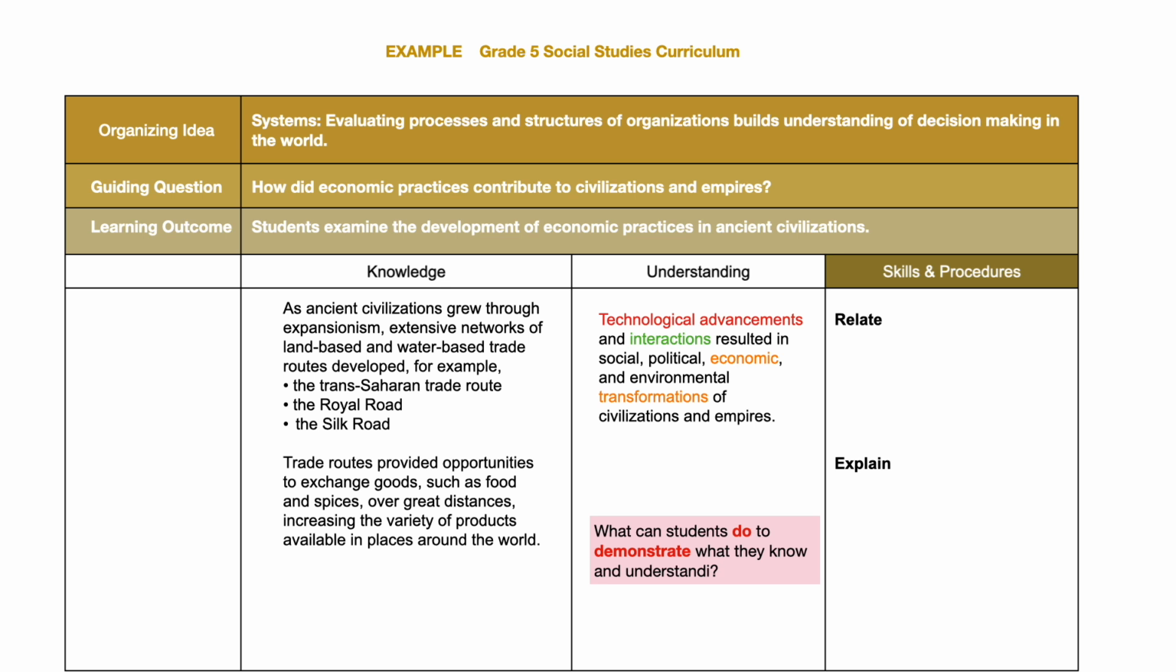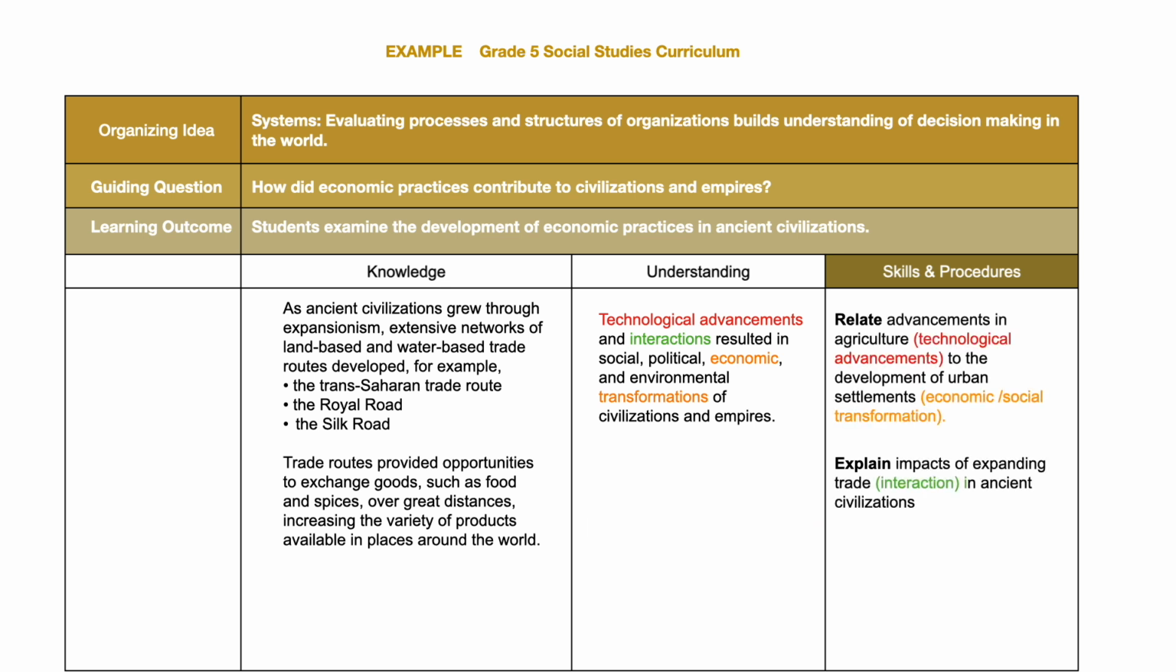Perhaps they can relate something about the understanding, or maybe they explain something related to the understanding. What is it that they can relate or explain? In this Grade 5 example, students are asked to relate advancements in agriculture, which is the technological advancement, to the development of urban settlements, which is the economic and social transformation. They are also asked to explain the impacts of expanding trade and interaction in ancient civilizations.